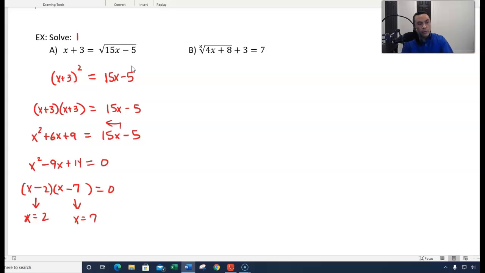All right, so now the answer for A is x equals the set containing 2 and 7. There are 2 answers for this. x is equal to 2 and 7 as well. So here's my answer. Let's do the last one over there.